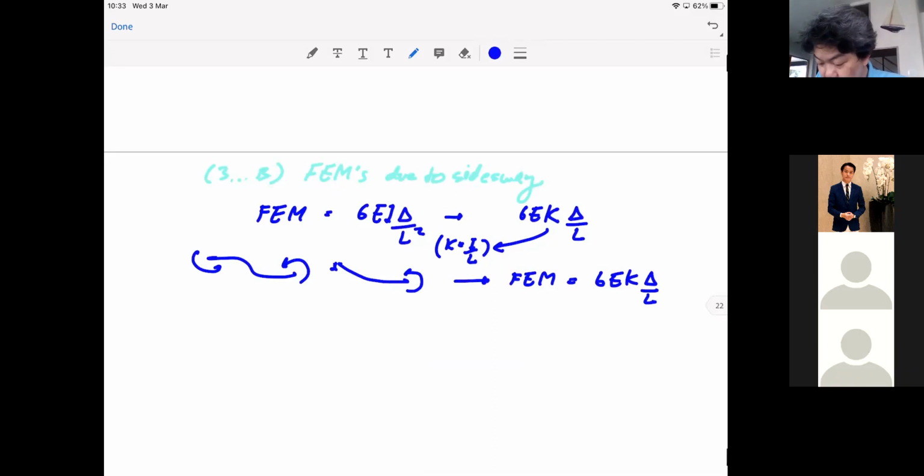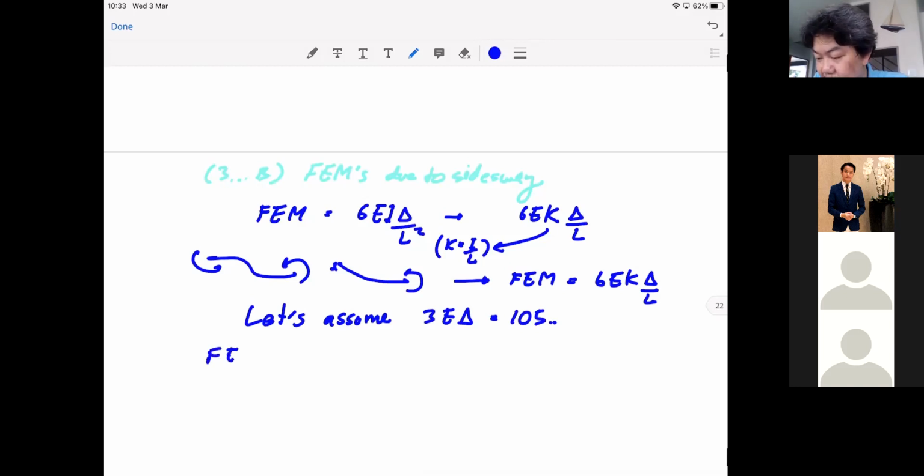so we have 1.5K and then the 2K, right? For members AD and CF, we have 1.5 I, and in BE we have 2 I. So we can now calculate the fixed end moment. Let's assume 3E delta equal to 105. I don't know why I got that number. It must have been done a long time ago.